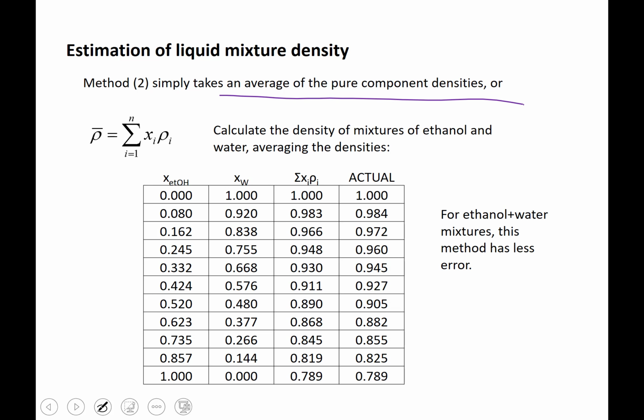We can also look at the method of simply averaging the densities. So we have the same x for ethanol and x for water here, but this time we're going to multiply the mass fraction times the density and sum that up for the pure components. This time we get the sum of x_i times rho_i, and comparing that with the actual values for the ethanol water mixture, this method has less error, but it's not always going to be the case.